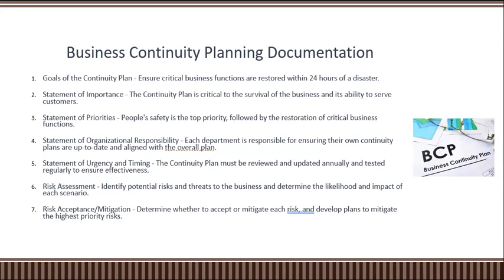And sixth, risk assessment. Identify potential risks and threats to the business and determine the likelihood and impact of each scenario. And seventh, risk acceptance and mitigation. Determine whether to accept or mitigate each risk and develop plans to mitigate the highest priority risks.